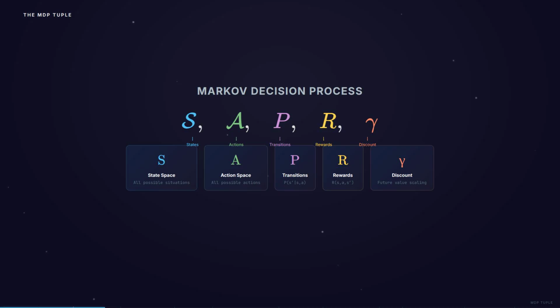5 components. That's it. Every RL problem we'll study in this course, from grid worlds to Go to robotic control, can be written as these 5 elements. The MDP is the universal blueprint.